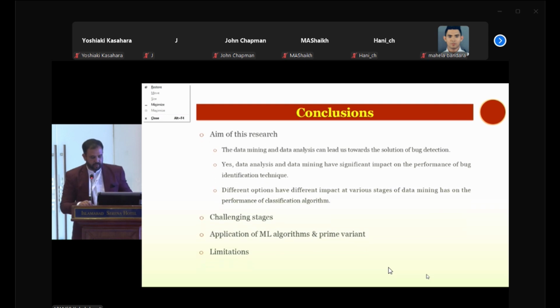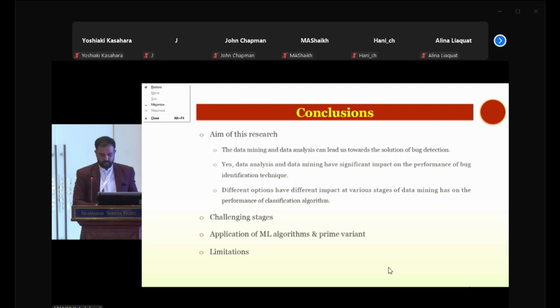The aim of this research is to find the answers to our 3 research questions. The first question was presented in the previous slide. So the answer: yes, data mining and data analysis can lead us towards the solution of bug detection. And the second answer: yes, data analysis and data mining have significant impact on the performance of bug identification technique, and different options at various stages of data mining have different impacts on the performance of the classification algorithm. Thank you.